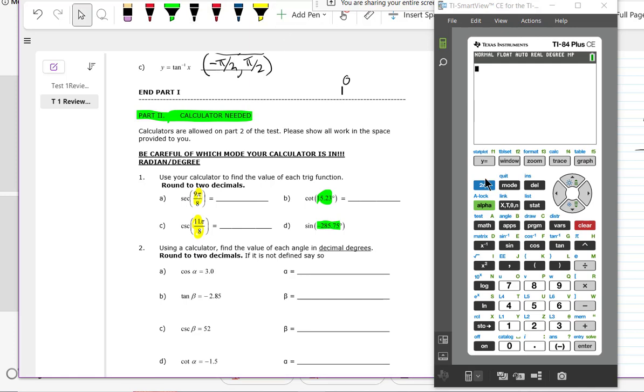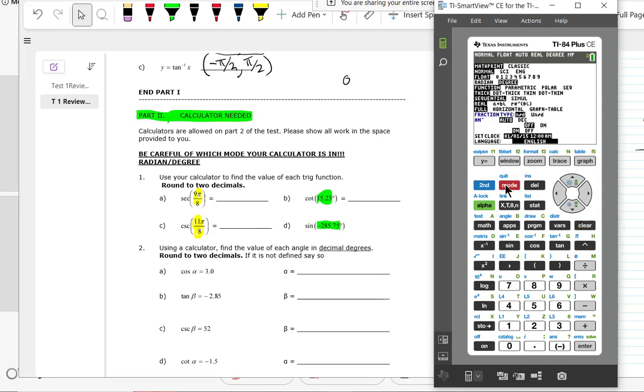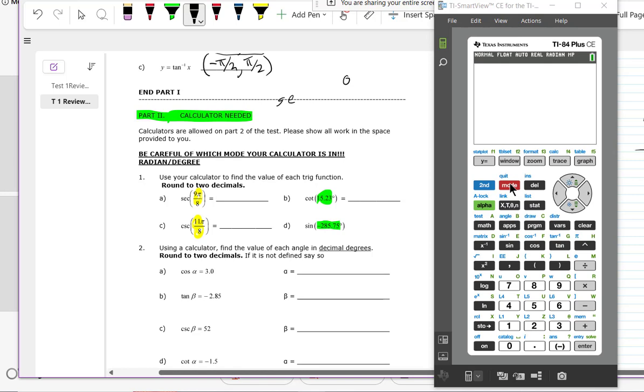So on problems A and C, I've got my mode button, and I need to make sure that I'm in radian mode. Just have that cursor blinking on that, and then you're good to go. Here's what you do. You have to know that the secant of theta is 1 over the cosine of theta. That's one of the identities we learned. The cosecant of theta is 1 over sine theta.